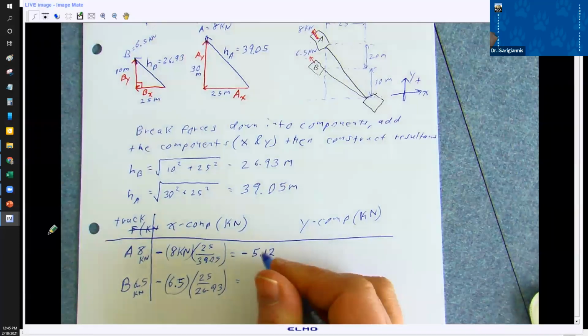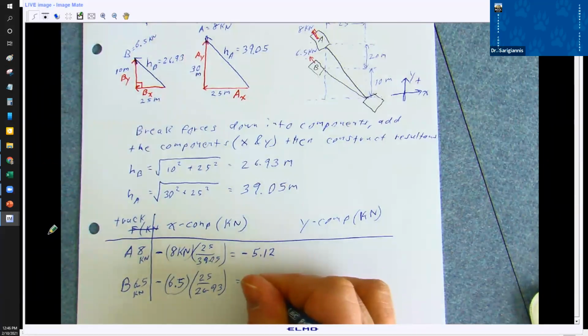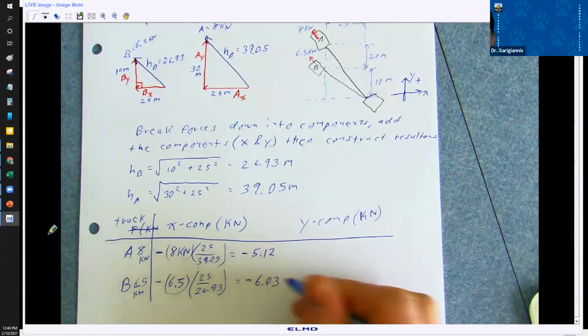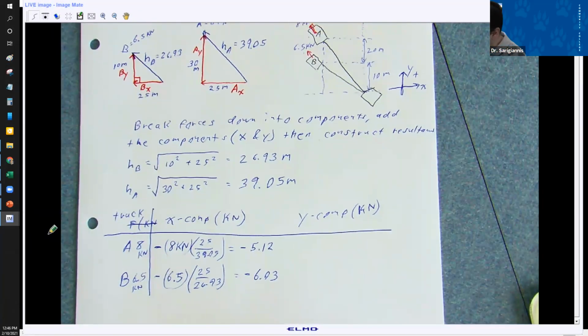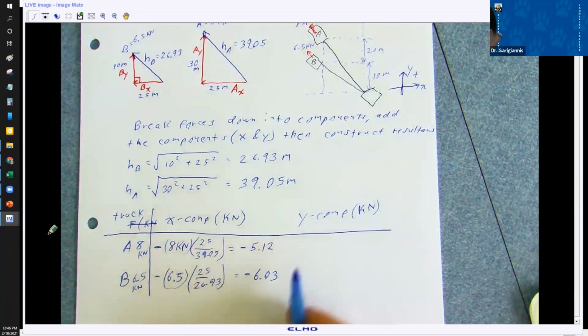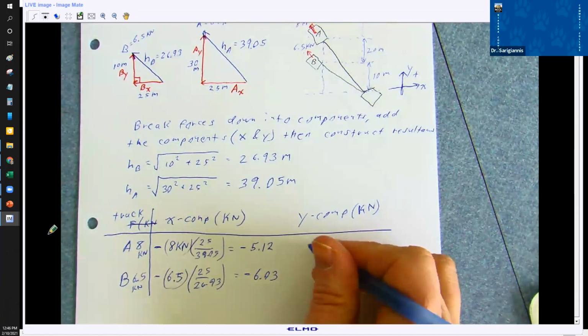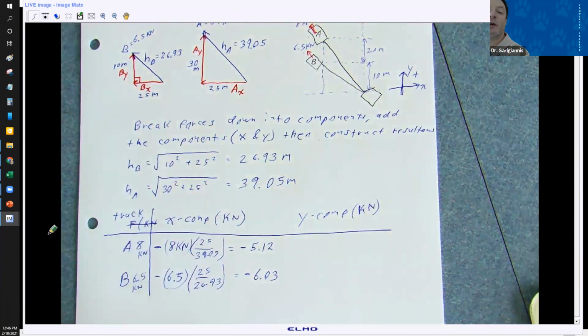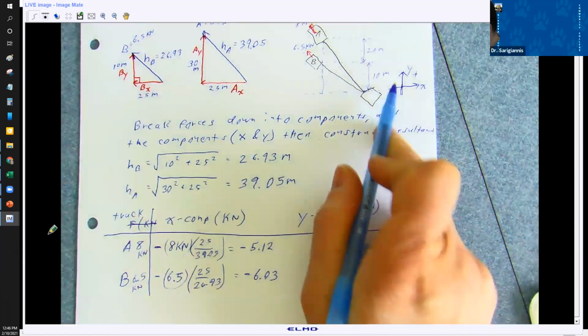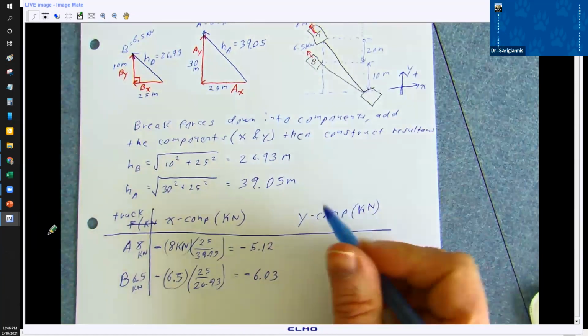And this is going to give us negative 6.03. Now we do the Y components. The Y components are just taking the same. So now the Y components are both positive, right? That's pretty straightforward. Our Y direction's positive going up.